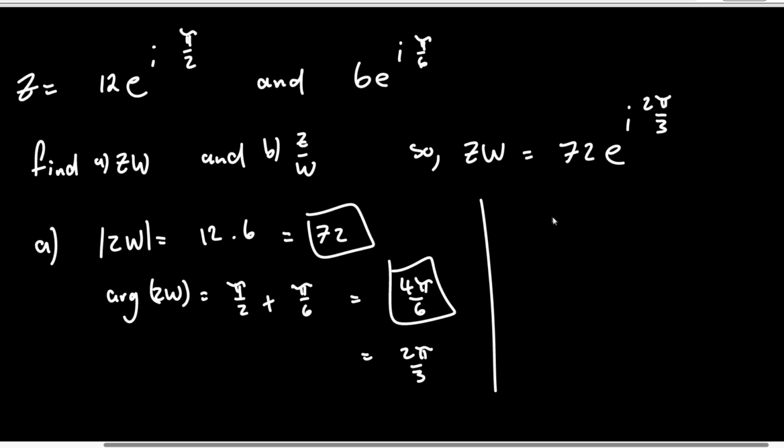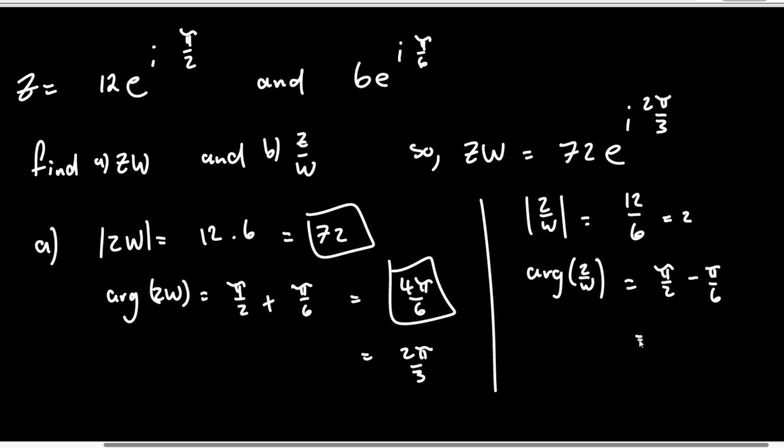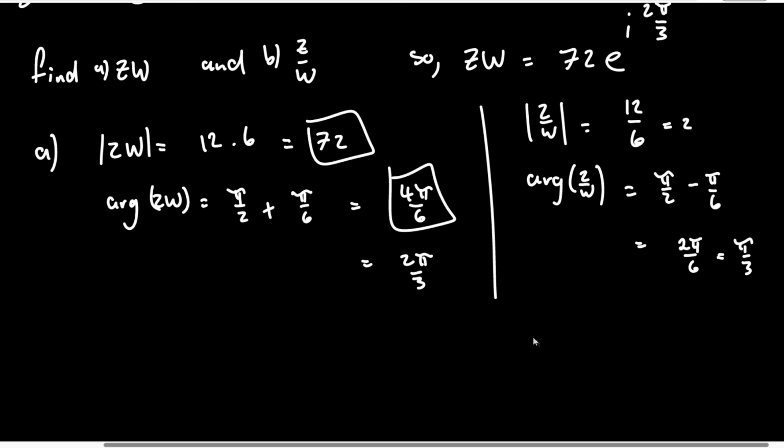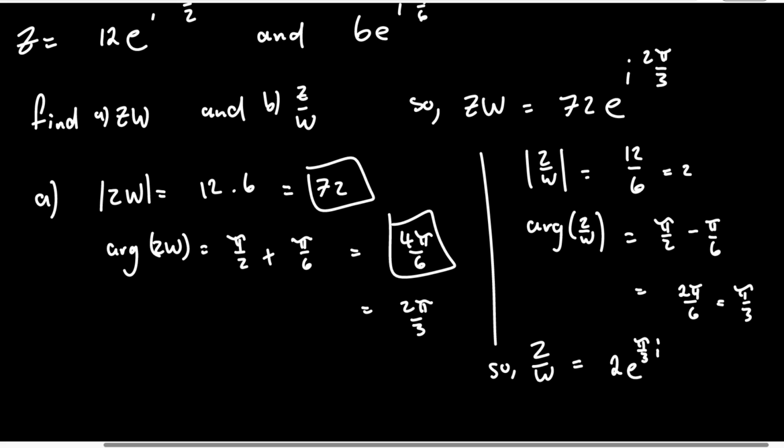All right, let's do the next one. Here we go, z divided by w. Very easy, straightforward. 12 divided by 6 is 2. And then the argument of z divided by w is pi over 2 minus pi over 6. So that's 2 pi over 6, which is pi over 3. So z divided by w is my new modulus, 2 e to the i pi over 3. All right, very, very easy.